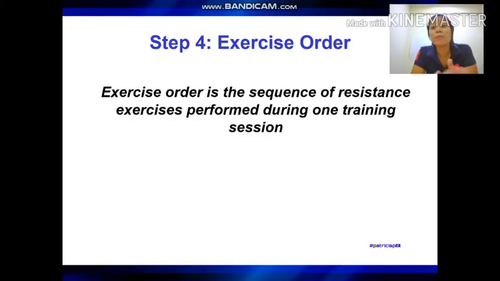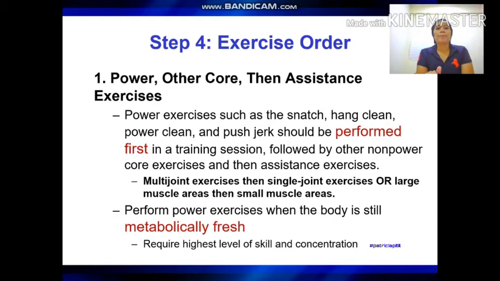Exercise order is the sequence of resistance exercises performed during one training session. Okay, right. This is the first method of exercise order, the sequence. Power, then core, and then assistance exercises. Power first, the explosive one, then the core exercise, still multi-joint or large muscle group, and the last one will be the easiest one, single joint exercises.